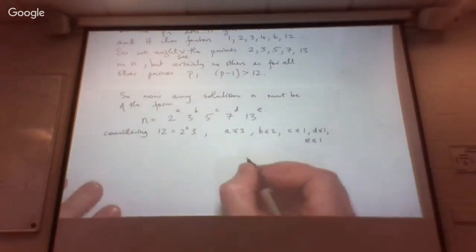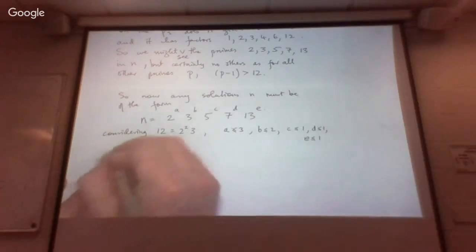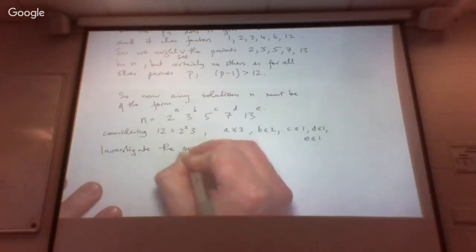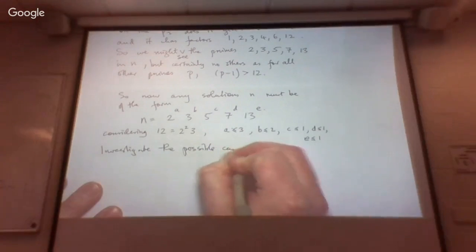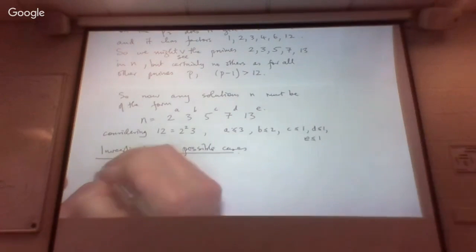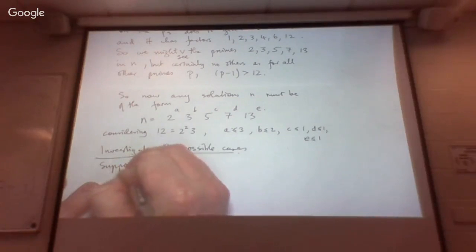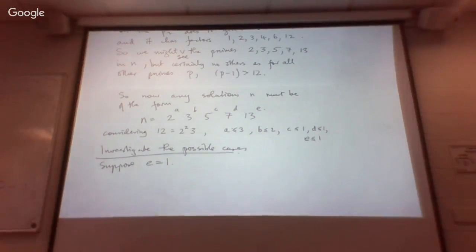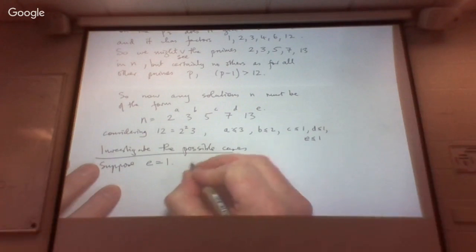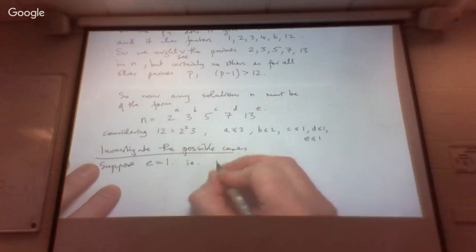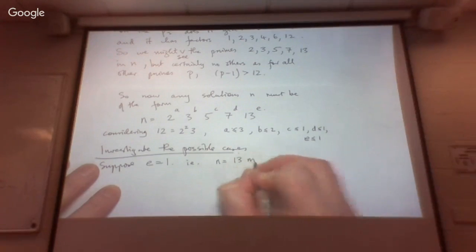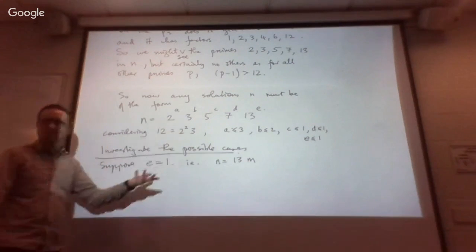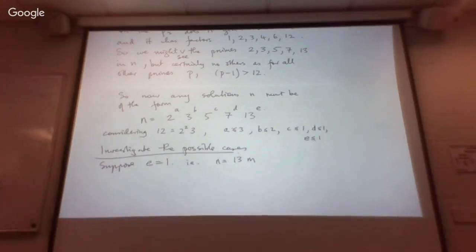So the first case would be, investigate the possible cases. We'll work from the largest one down. Suppose the 13 was here. Okay, suppose E was equal to 1. Then what we'd be saying is, we'd be writing n as 13 times m. So we'll just bundle up all the other stuff in n as m.